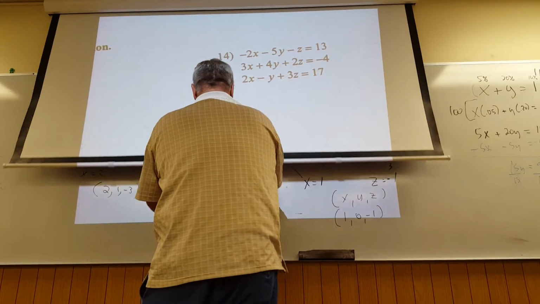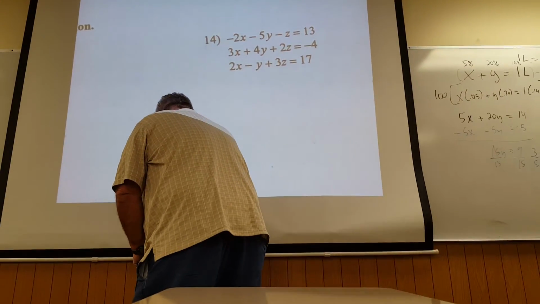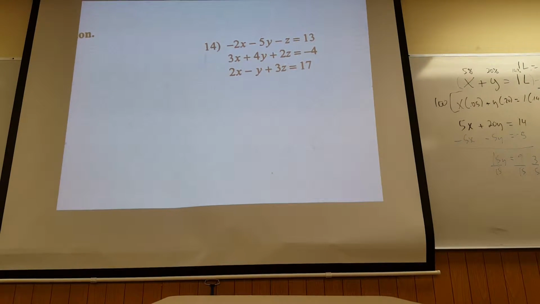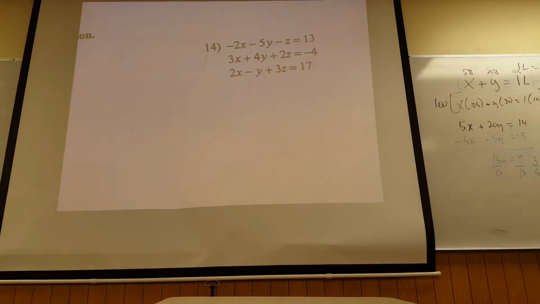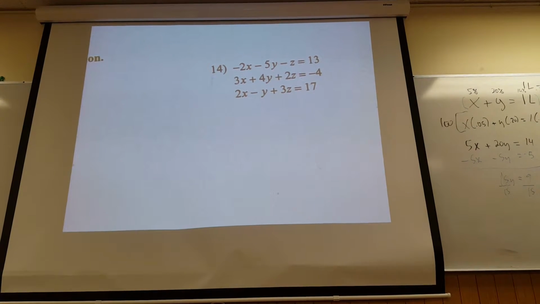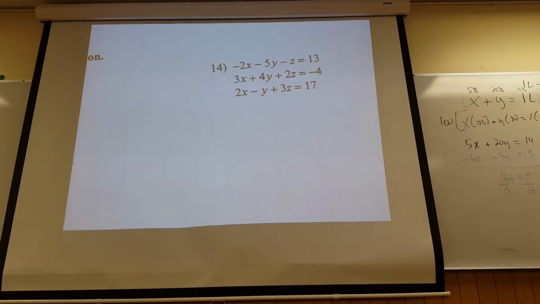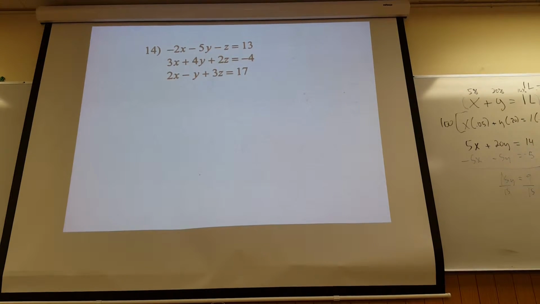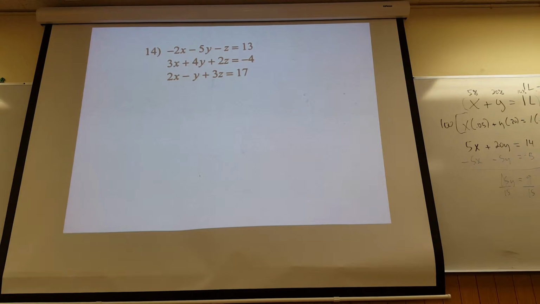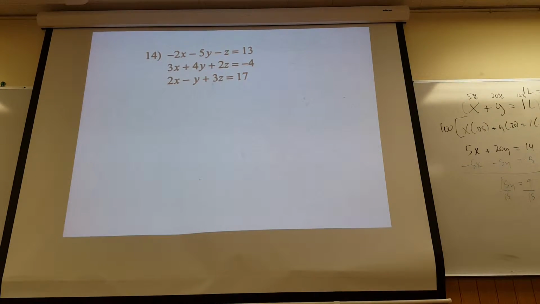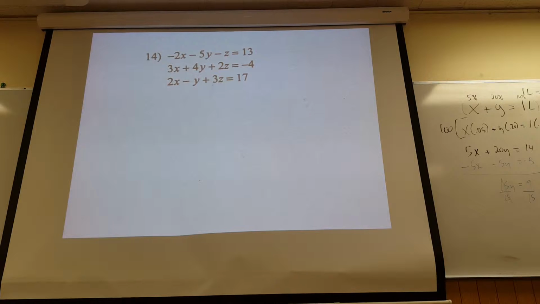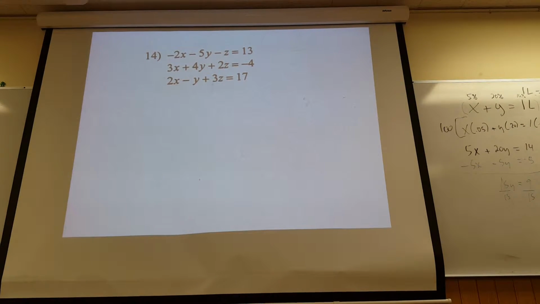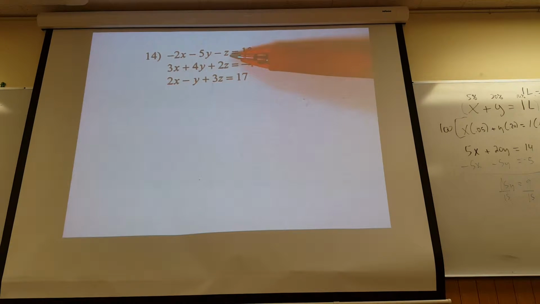Now, which variable do you think is the easiest to get rid of? X, Y, or Z? On 14, not 13, that's too hard. What's on 14? Which one should be the easiest one to get rid of? Z, because it has one. It's a single Z.